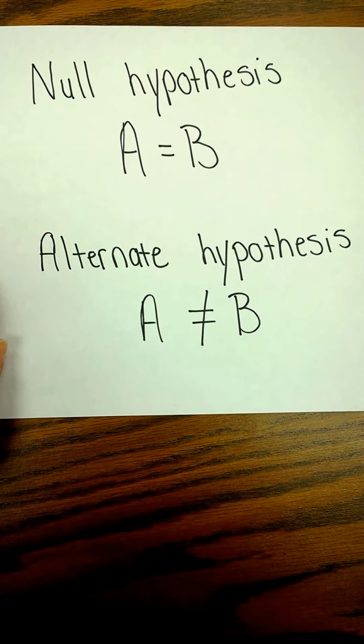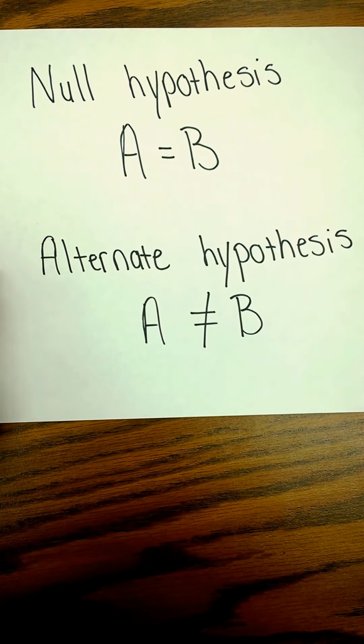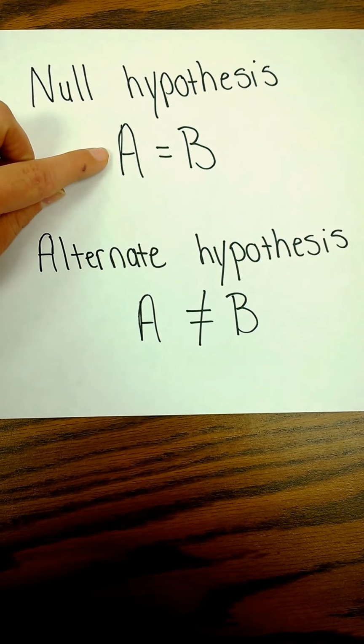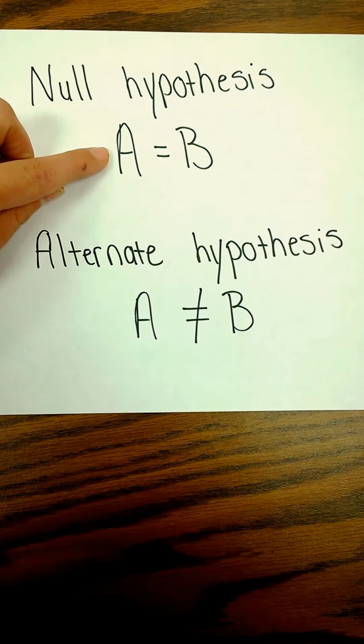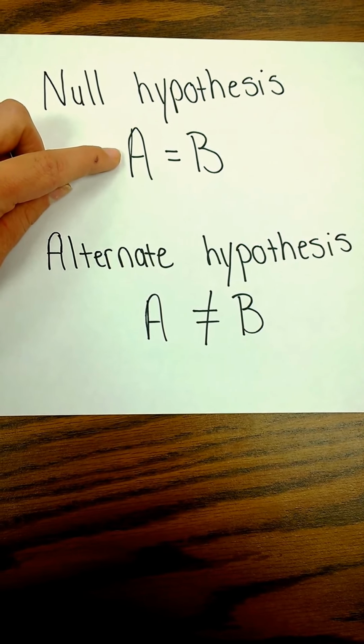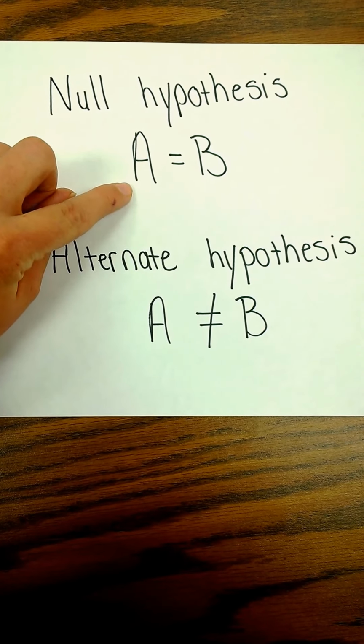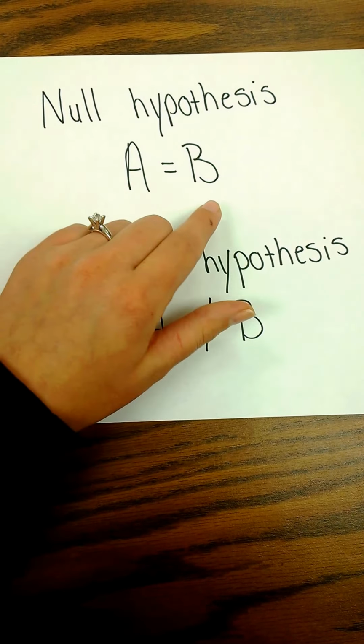Your lab manual introduces the concept of a null hypothesis. The null hypothesis always sets two groups equal to one another. So for example, using your surfaces, our null hypothesis would say surface A is equal to surface B.